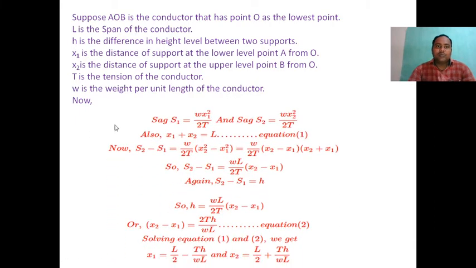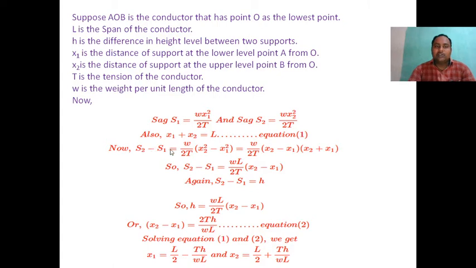Now, sag S1 is equal to W x1 square by 2T and sag S2 is equal to W x2 square by 2T. Already we know sag S is equal to W x square by 2T. Now sag S1 becomes W x1 square by 2T. Sag S2 becomes W x2 square by 2T. From the figure, x1 plus x2 is equal to L, the length of span. Already we know the difference between two supports is the difference of the two sags.